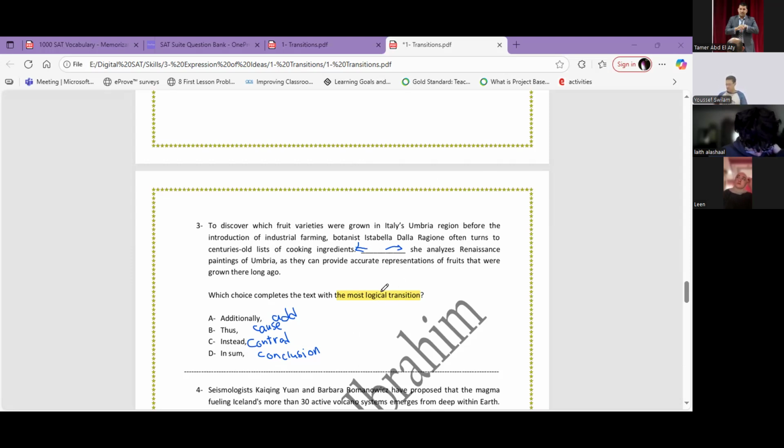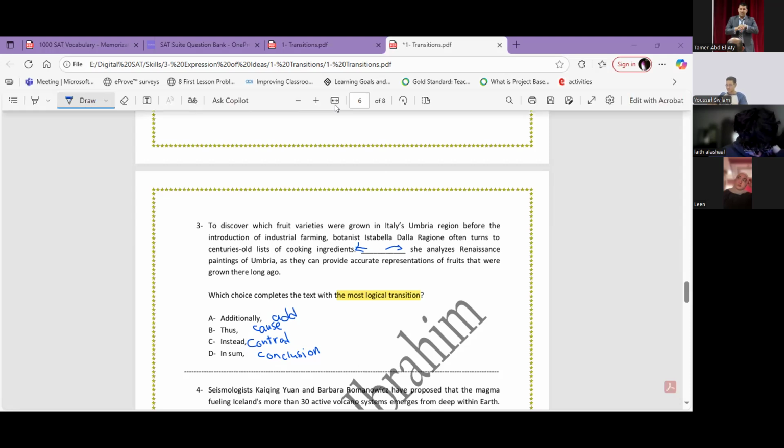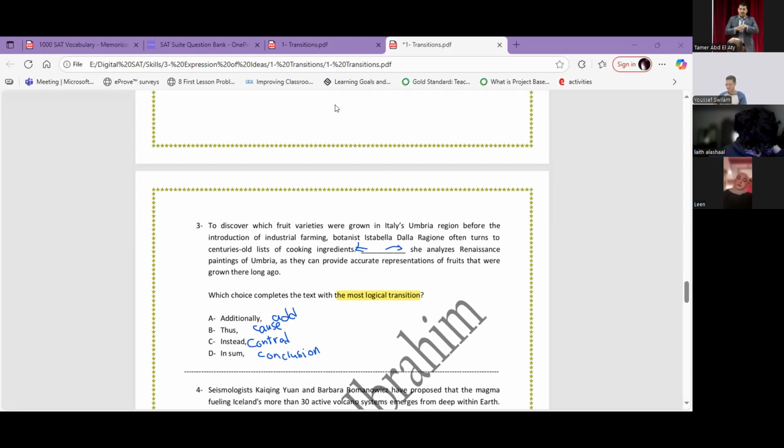Okay, let's have a look here. Again, whenever we have the most logical transition, we look at the words to find the function of each one. Additionally, addition. He adds. Thus, cause and effect. Instead, contradiction. In sum, conclusion.